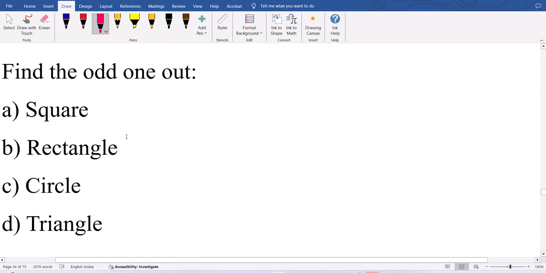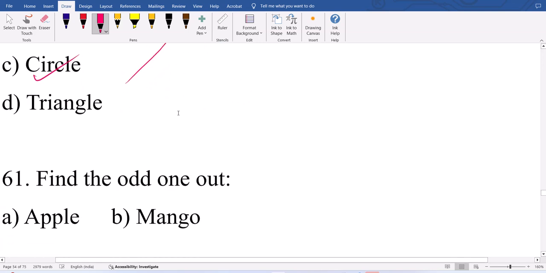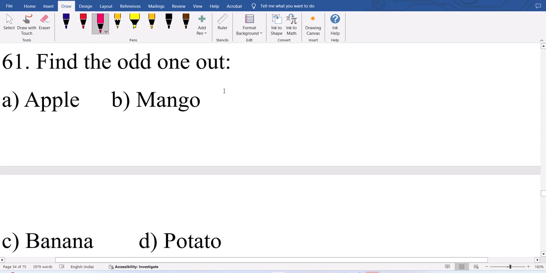Odd one out. Different one. Circle. Remaining all are polygons, using straight lines. Odd one out. Potato. Remaining all are fruits.